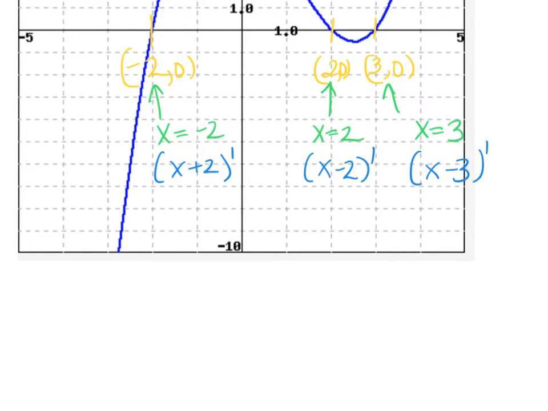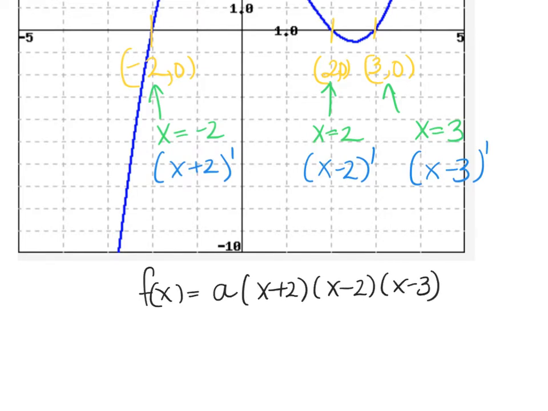Okay. So what I have is I have this function now. I have f of x is equal to a, I don't know what my leading coefficient is, so I just put a there as a placeholder. Then it's going to be x plus 2 multiplied by x minus 2 multiplied by x minus 3. I cannot make the assumption that my leading coefficient is 1. So I just put a as a placeholder. Once I put a as a placeholder, I'm going to choose another point on the graph so that I can figure out what a could be.